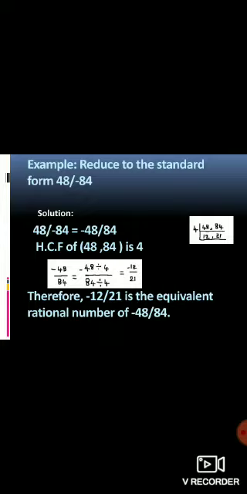Then what do we do next? You have to divide these numbers by 4. So minus 48 by 84, both are divided by 4, so we get the standard form minus 12 by 21.